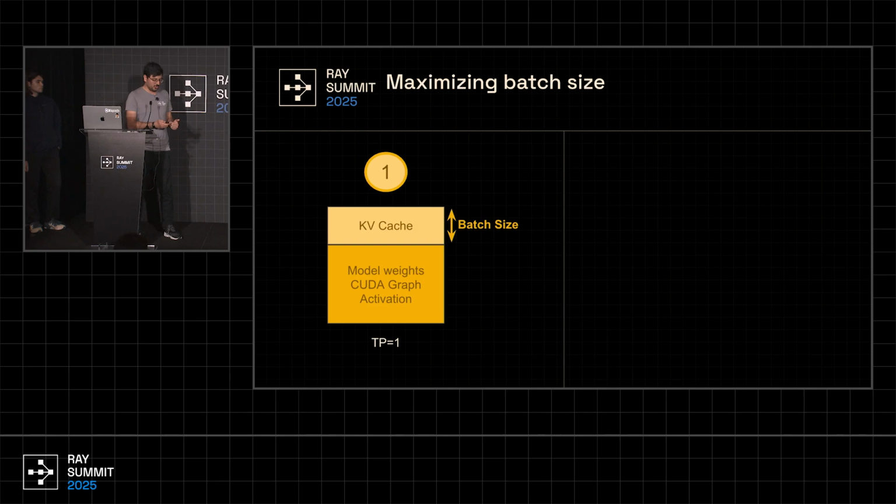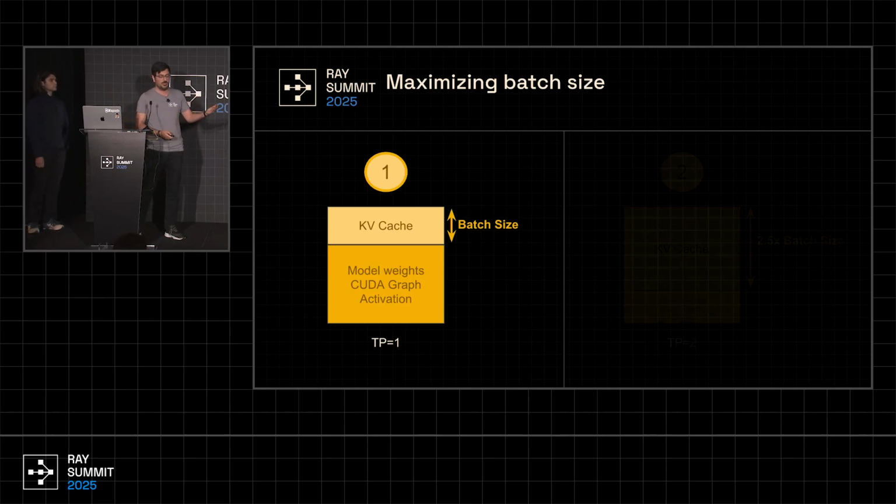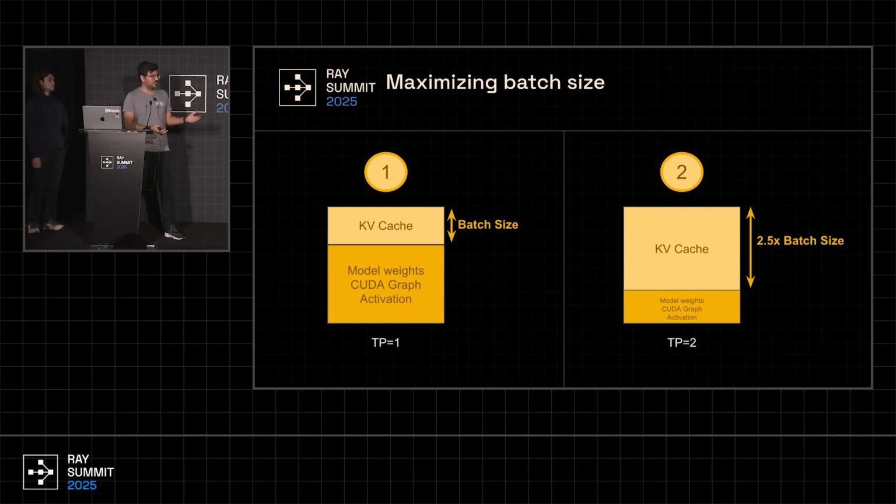Now, the question is, how can I increase the KV cache when serving a model? One of the ways to do this is incorporating model parallelism, like tensor parallelism. By doing tensor parallelism, you're reducing the amount of memory you need for model shards on that GPU, and effectively CUDA graph and also activation, and whatever is left is going to be attributed to KV cache.